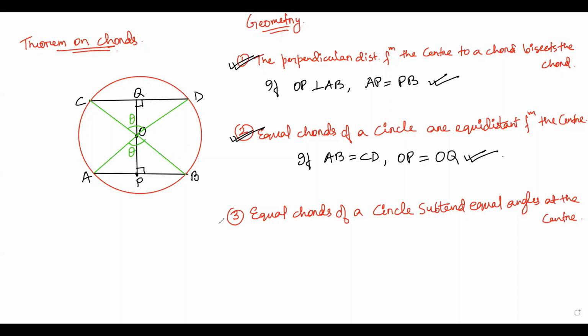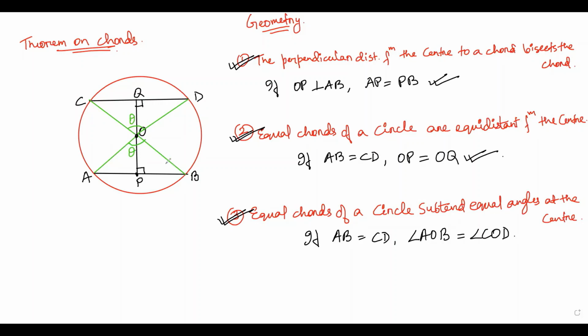Now let us see the third theorem on chords. The third theorem states that equal chords of a circle subtend equal angles at the center. Say we have a circle with center O such that the chords AB and CD are equal in length. Then the angle formed by these two chords at the center would be equal. So if AB is equal to CD, then the angle AOB would be equal to angle COD.